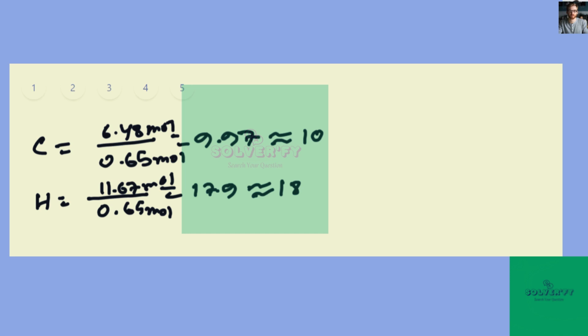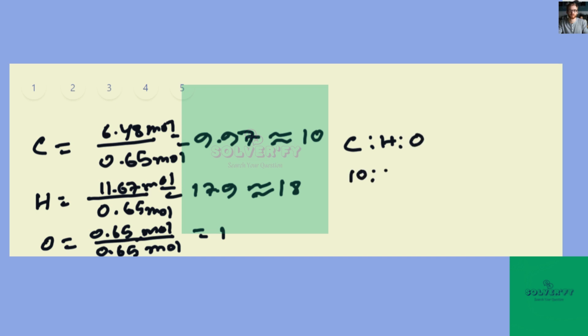And finally, for oxygen, it will be 0.65 over 0.65, which will give us a value of 1. That means the ratio here is 10 to 18 to 1, and that means the empirical formula will be C10H18O. Now to find the molecular formula, the molecular formula of this empirical formula will be C10H18O in a round bracket with n outside the bracket.